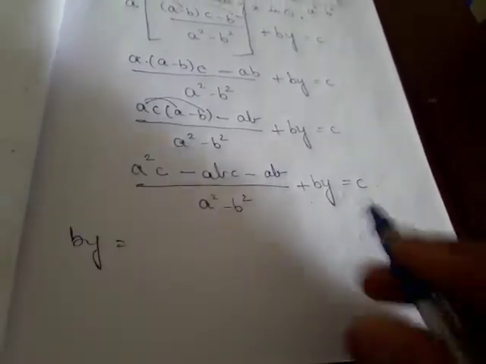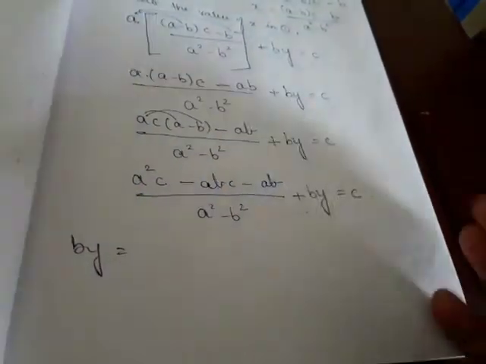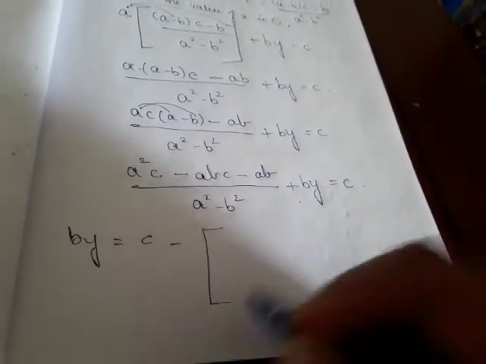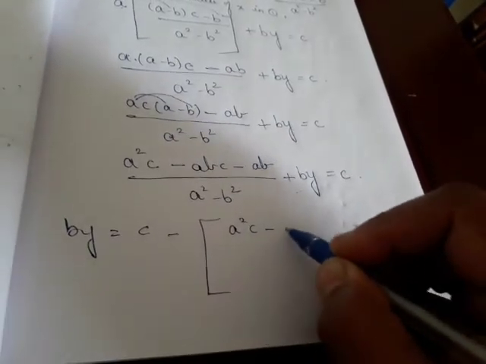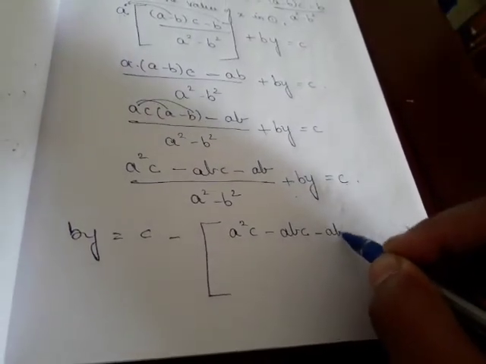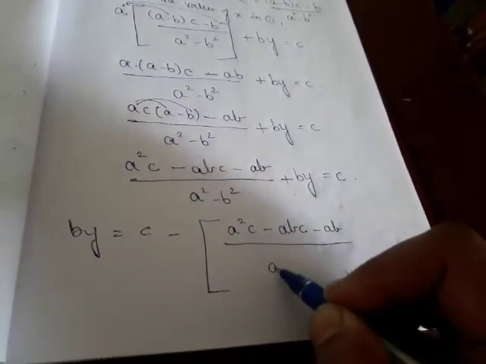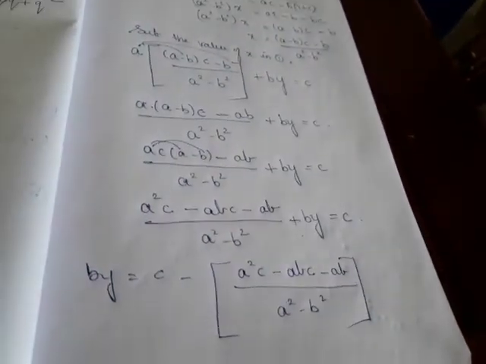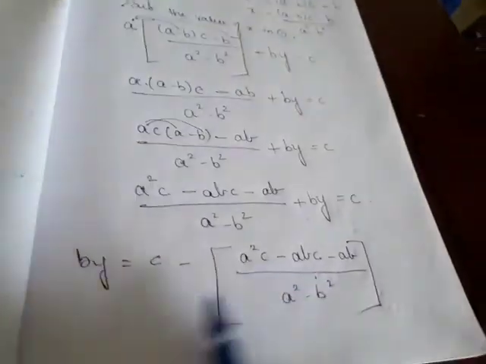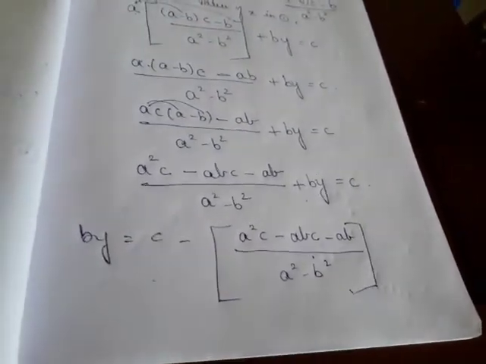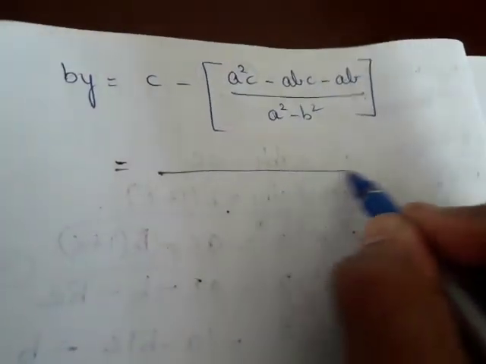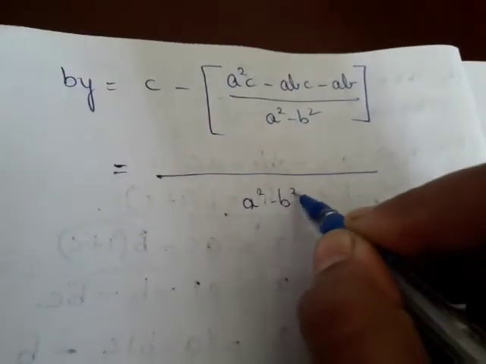Now we need y alone. So keep y this side and bring this entire term to the other side. Already we have c. So c minus, put brackets, a square c minus abc minus ab divided by a square minus b square. Now we need to subtract these two. So we need to take LCM, right? So what will happen now? Take LCM. So our LCM is going to be a square minus b square.